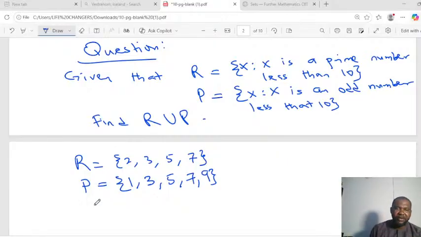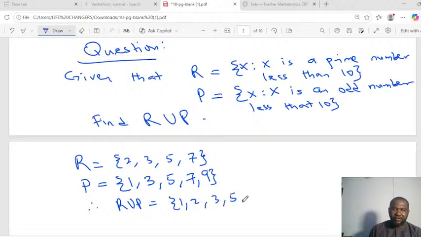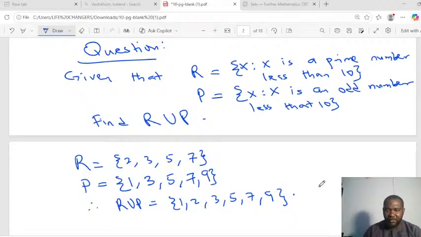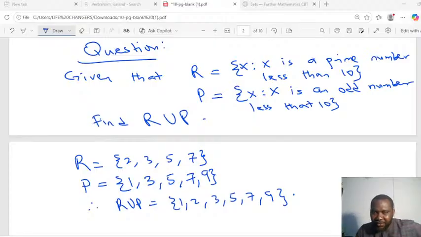So if I want to find the union of R union P, combining everything, I will start with 1, then 2, then 3, then 5, then 7, then 9. So if you got this correctly, kudos to you. Who are those that got it correctly? Actually, a lot of you got that correctly, and that's amazing.